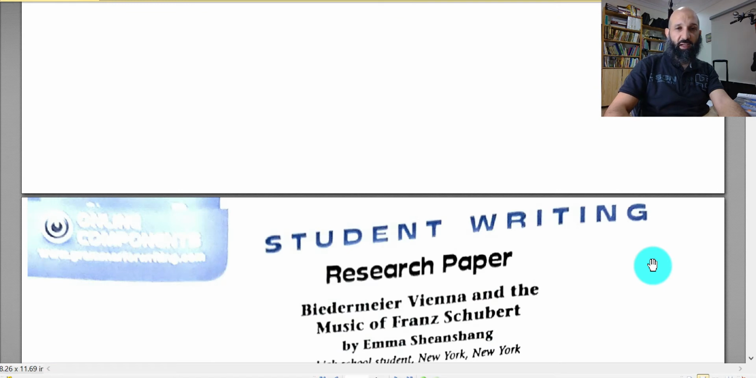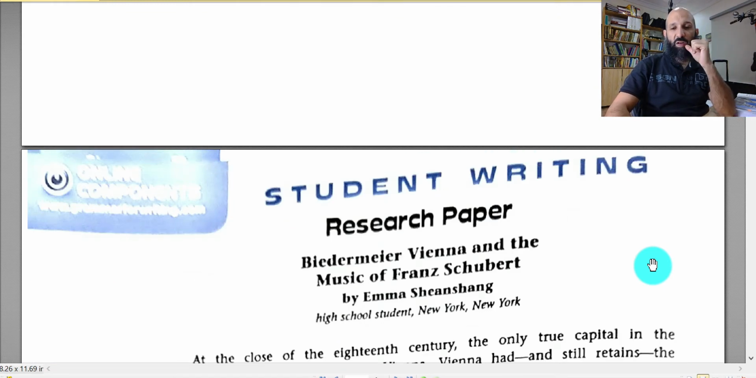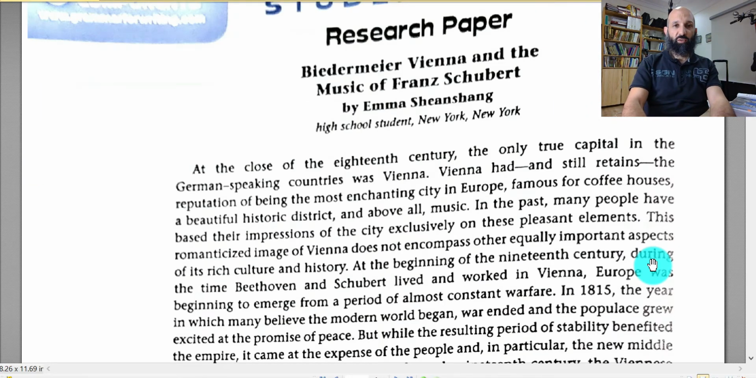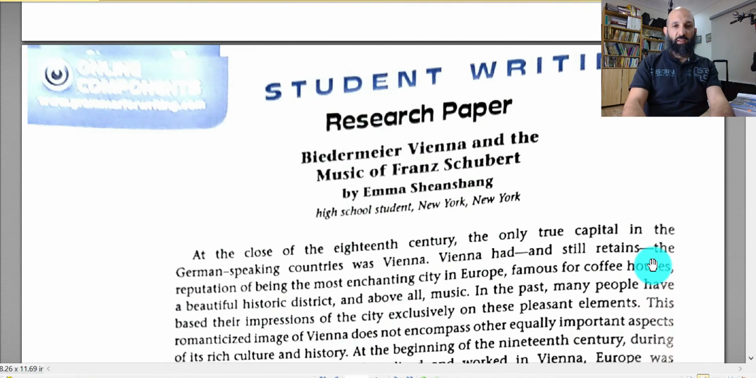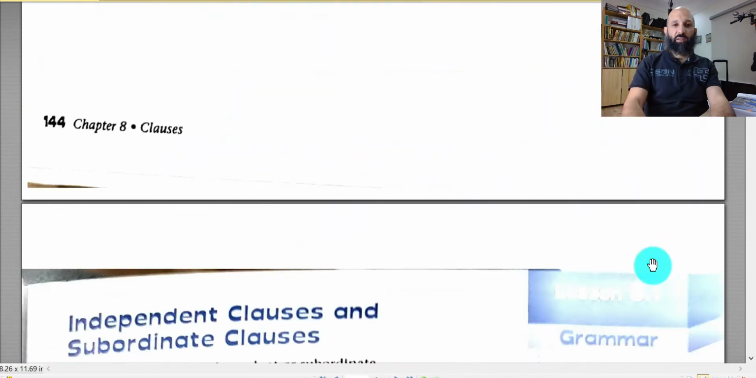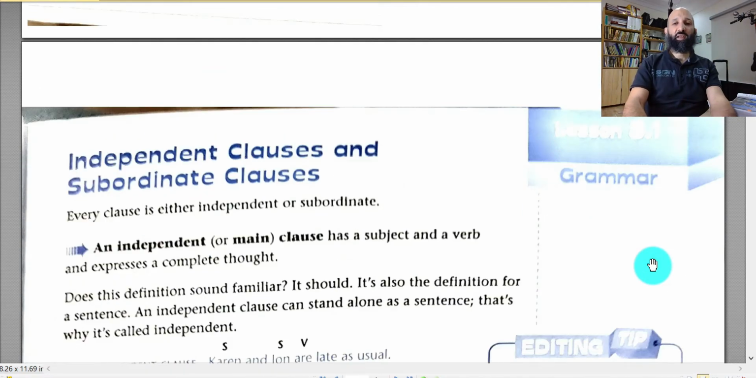So let's take a quick look at the whole chapter before we kick-start, so that you know what is going to be covered in the coming few classes, and then we'll go back to lesson 8.1 to explain it in detail. As usual, the book starts with student writing. You can read this in your own time. And then lesson 8.1 is what we're going to explain today.